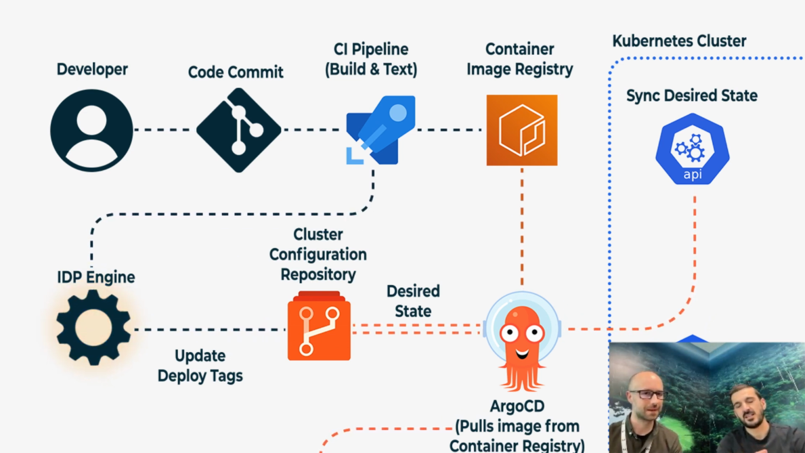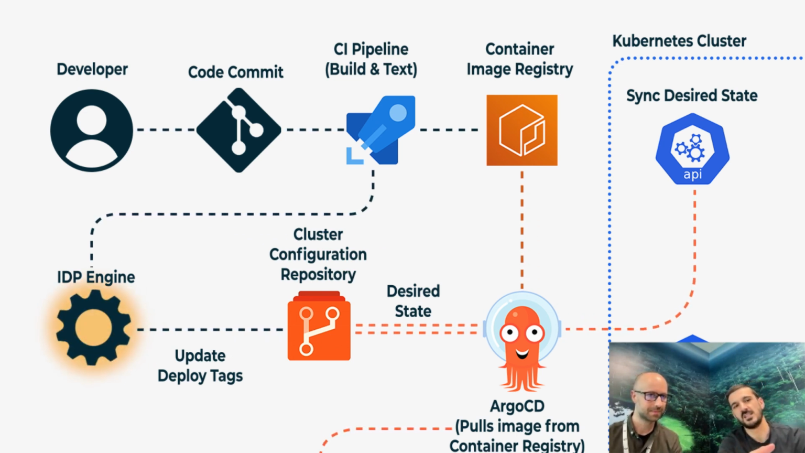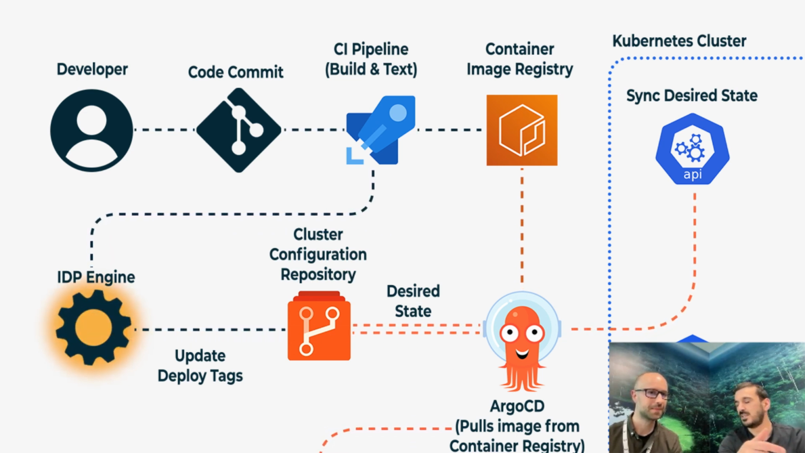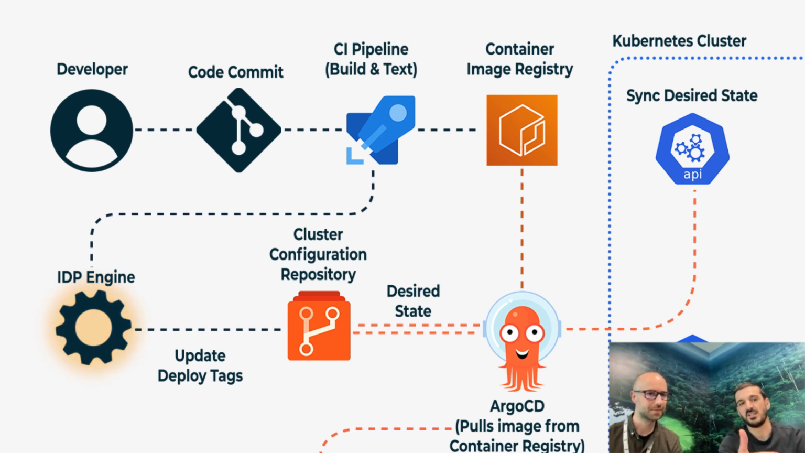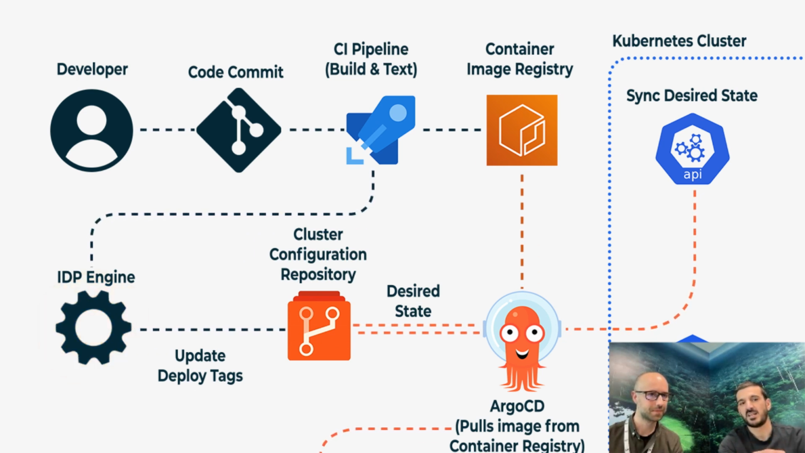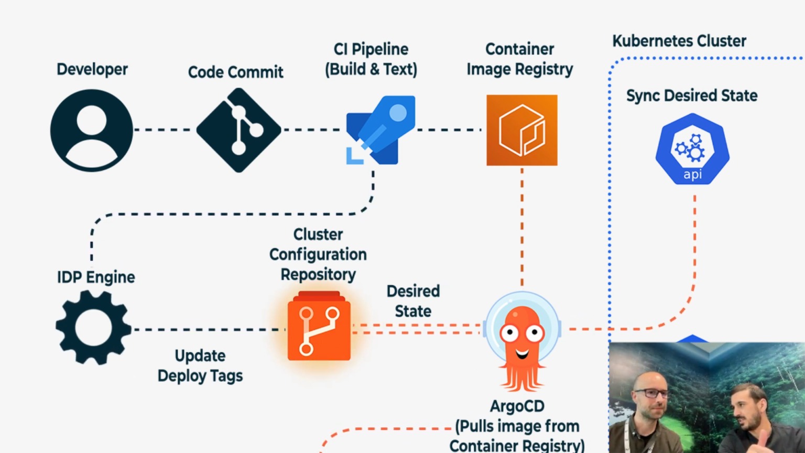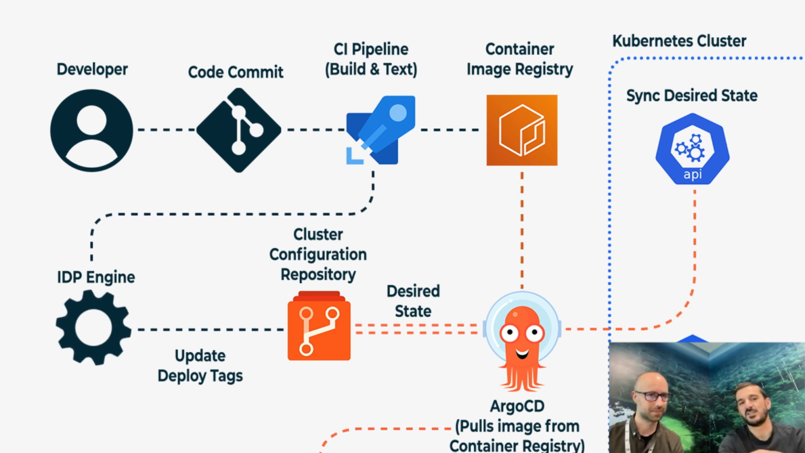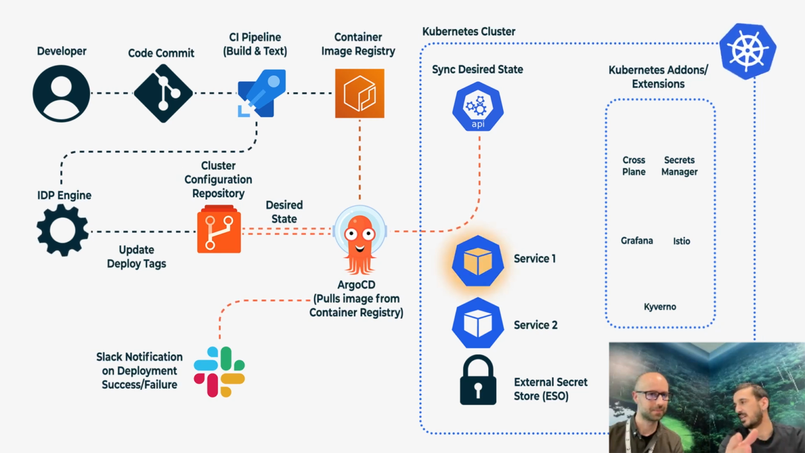So essentially it's an orchestrator. It sits between Argo CD and the CI pipeline. It's triggered by the CI pipeline when there's a new build, and it's packaged and pushed to the registry. It triggers the engine. The IDP engine will take that build, like the image tag of that application, and update it in the cluster configuration repository. Then Argo CD listens to that repository and sees that the desired state has changed. Understood. And then it will take that and deploy that application.